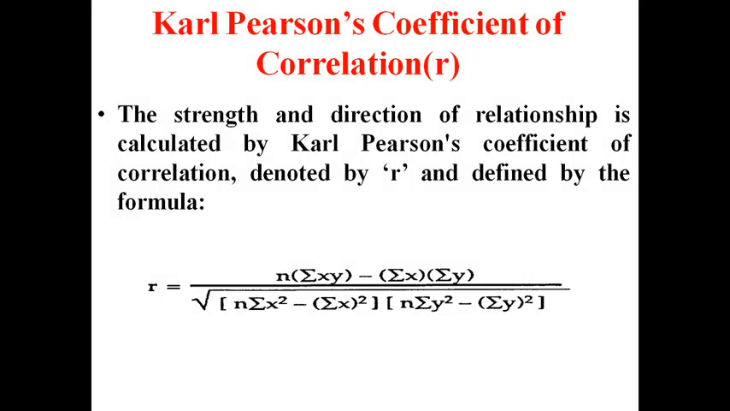Then the Karl Pearson's coefficient of correlation. The strength and direction of relationship is calculated by the Karl Pearson correlation coefficient. It is denoted by r and it is defined by the formula r is equal to n summation xy minus summation x into summation y, divided by under root of n summation x square minus summation x whole square, into n summation y square minus summation y whole square. So this is the formula through which we find the value of the Karl Pearson coefficient of correlation.